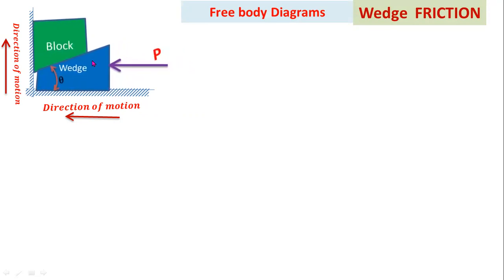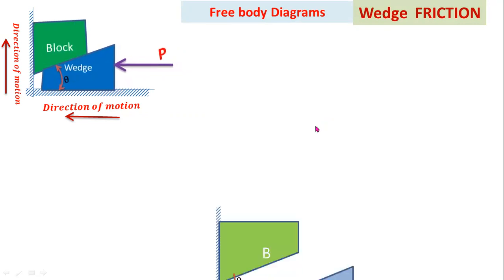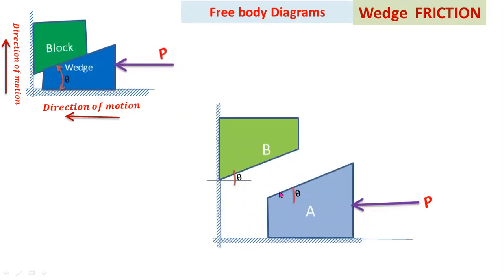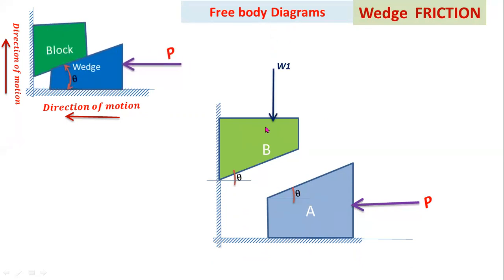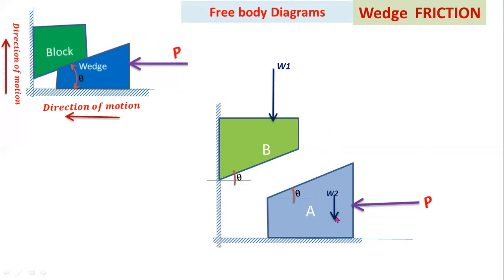This is the forces diagram. Now you have to convert this diagram into a free body diagram. First of all, you have to apply reaction forces and self weights. W1 is the self weight of the block and W2 is the self weight of the wedge. Self weights always act vertically downwards.